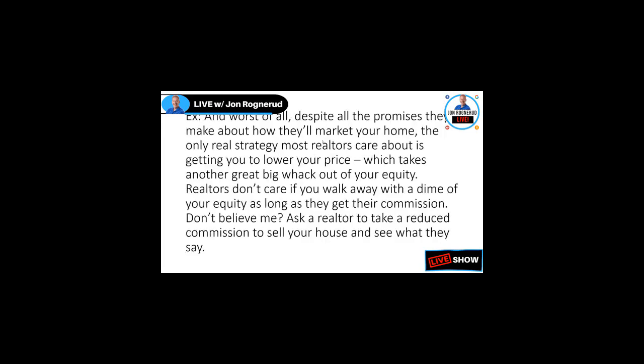For example: and worst of all, despite all the promises they make about how they'll market your home, the only real strategy most realtors care about is getting you to lower your price, which takes another great big whack out of your equity. Realtors don't care if you walk away with a dime of your equity as long as they get their commission, right? Don't believe me? Ask a realtor to take a reduced commission to sell your house and see what they say. You're obviously now feeling and seeing the emotional attachment to this, right? Very, very cool way of connecting with your audience.